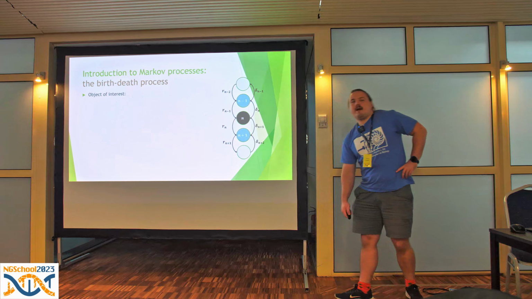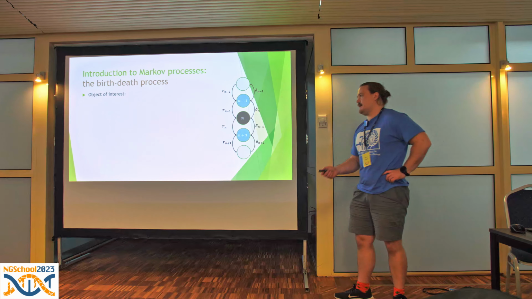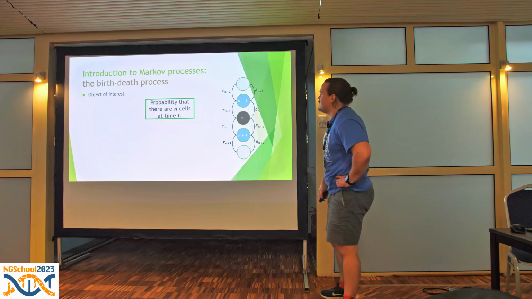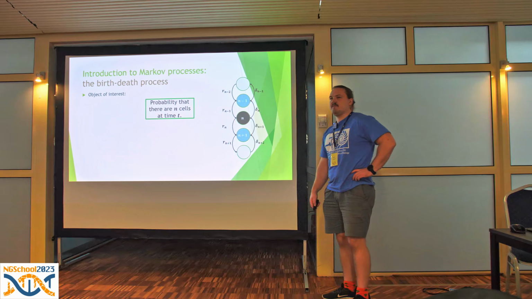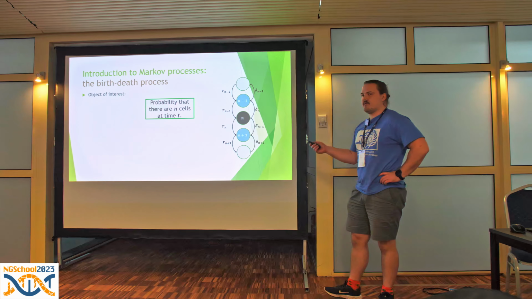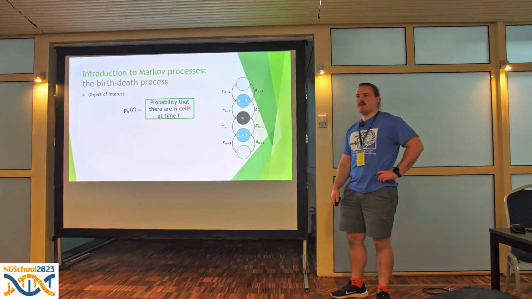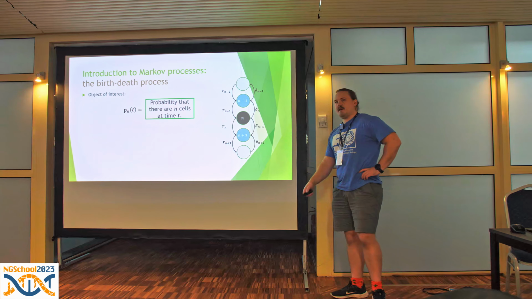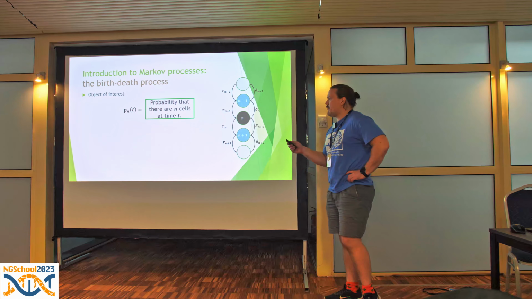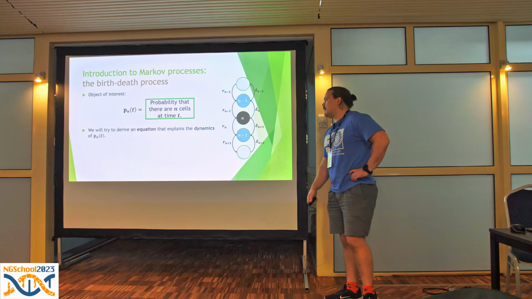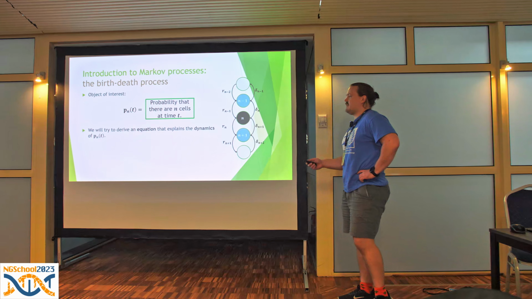And we have to know what we are interested in. I told you about variables earlier. What we are interested in is the probability that there are n cells at time t. That's very, very long to write, so we're going to write that as P_n(t) instead. It's basically how notation works: you write something short. And then we will try to derive an equation that explains the dynamics for this.